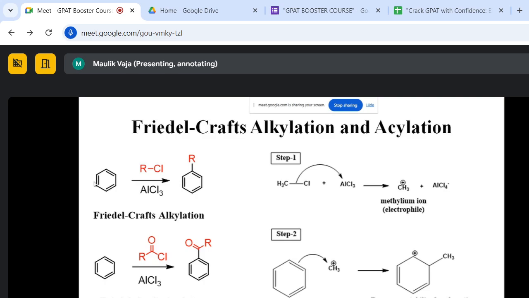If CH3COCl, which is called acetyl chloride, reacts with benzene, then what will be formed?